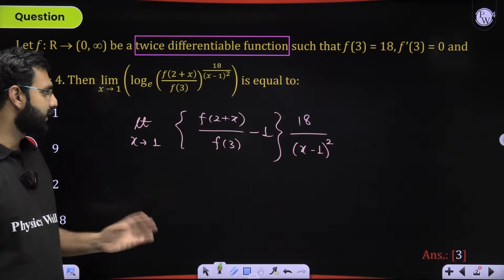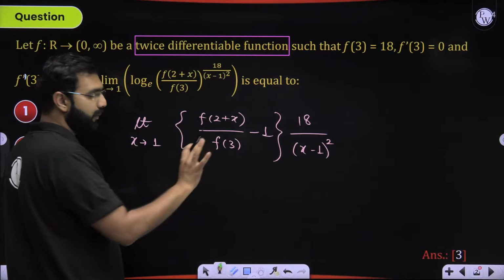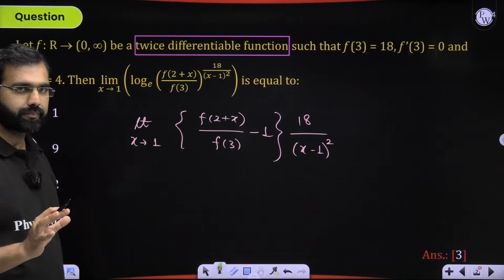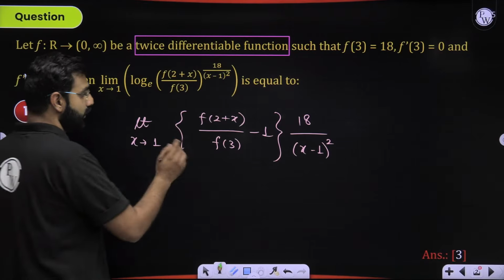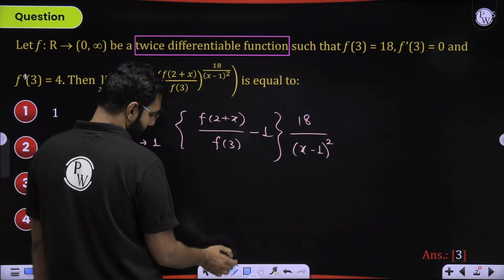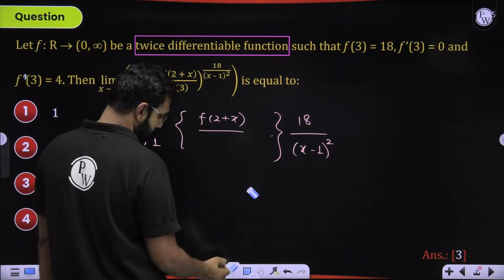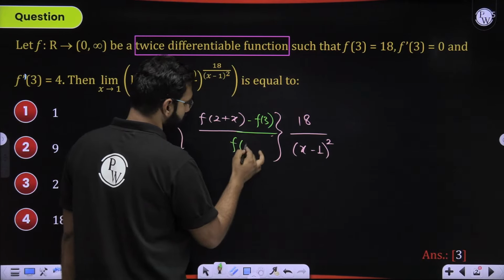Again, if you look at the same logic, what are we facing here? I hope this part is totally understandable. So here, if I simplify this, what will I have? f of 2 plus x minus f of 3. If I take the LCM here, it will be minus f of 3 in the numerator divided by f of 3 in the denominator.